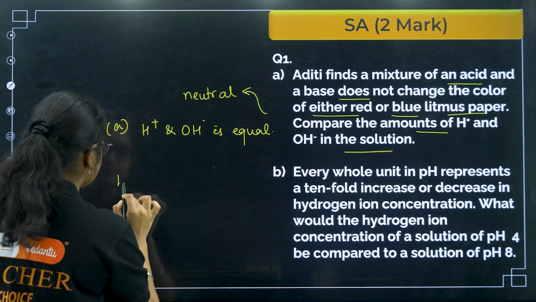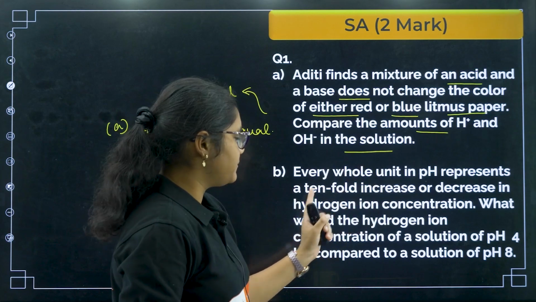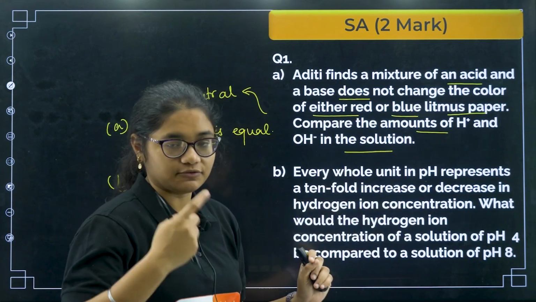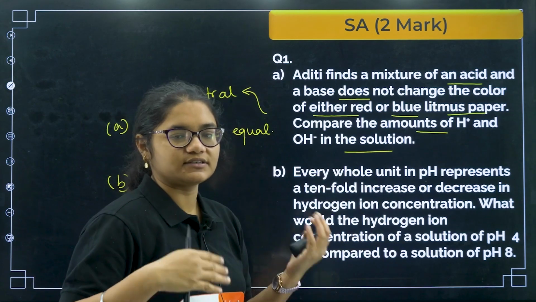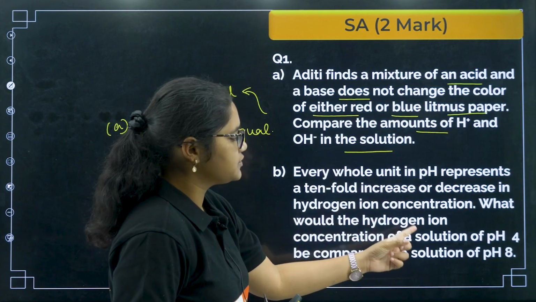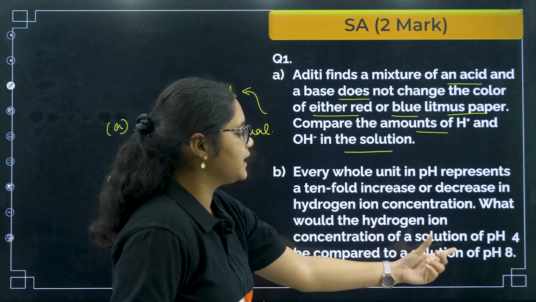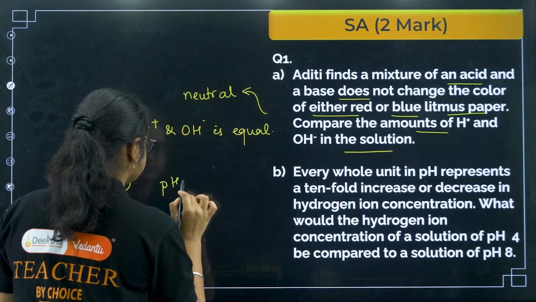Okay, next, question B here. Every whole unit in pH represents a 10-fold increase or decrease in the hydrogen ion concentration. If you are moving from 5 to 6, that means 10 times the hydrogen ion concentration has increased or decreased. Now what would be the hydrogen ion concentration of a solution of pH 4 compared to a solution of pH 8? So pH 4 to pH 8.